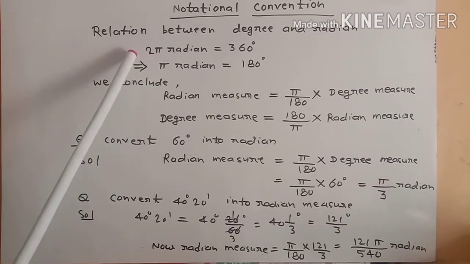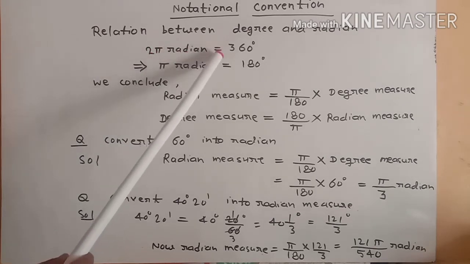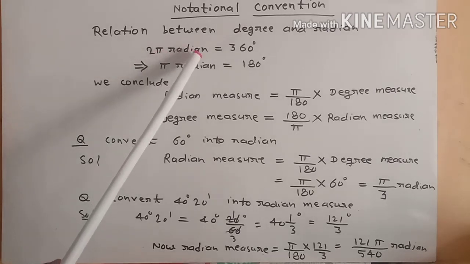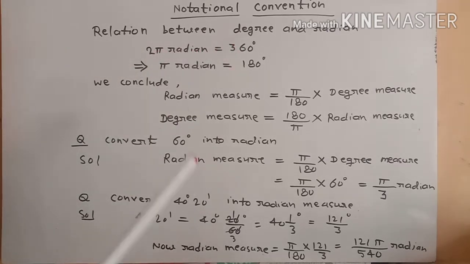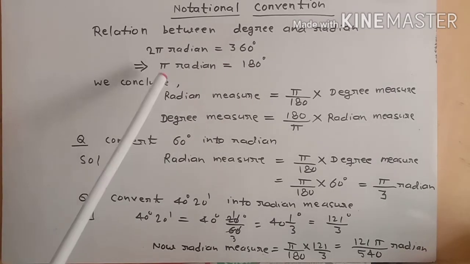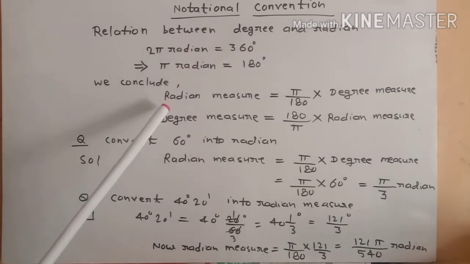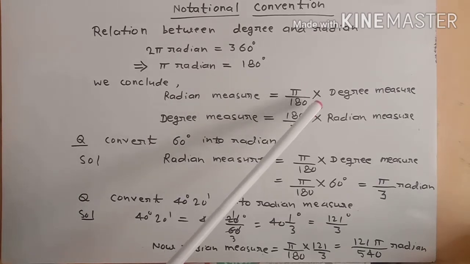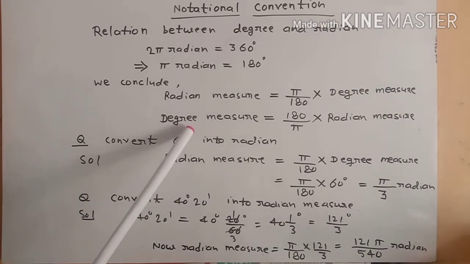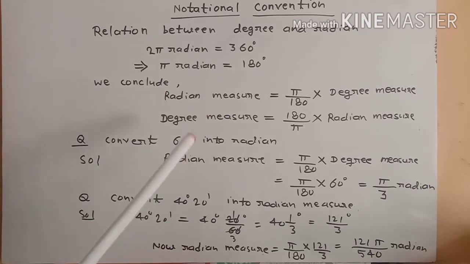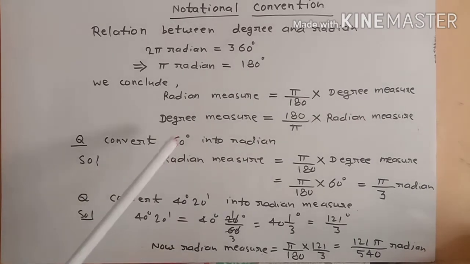Always keep in mind that 2 pi radian is equal to 360 degree. So if 2 pi radian is equal to 360 degree, then pi radian will be equal to 180 degree. By this relation, we conclude two formulas. First one is radian measure equal to pi by 180 into degree measure, and degree measure equal to 180 by pi into radian measure.